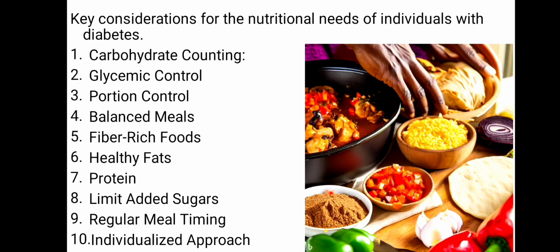Now, for diabetic patients, you need to count your carbohydrates. Focus on consuming complex carbohydrates like ofada rice, whole grains, legumes, fruits, vegetables. You limit processed food. In fact, let me use the word stop. You stop processed foods totally. Then you also ensure that you have glycemic control. You can control your glycemic index. Choose low glycemic index foods.